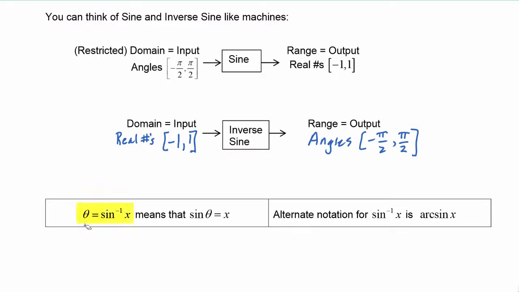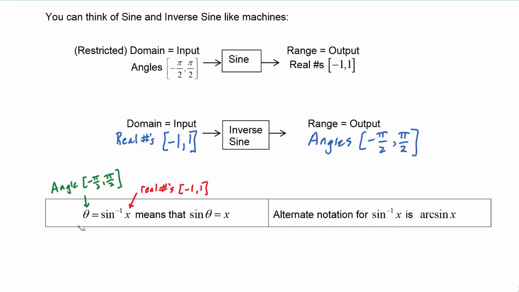If theta is the output of sine inverse of x, make sure you take that in now. Sine inverse of x, remember what's going in here. Real numbers are going in from -1 to 1. That's what's going to go in for the x value. Then that means what the function will output is an angle between -pi over 2 and +pi over 2.